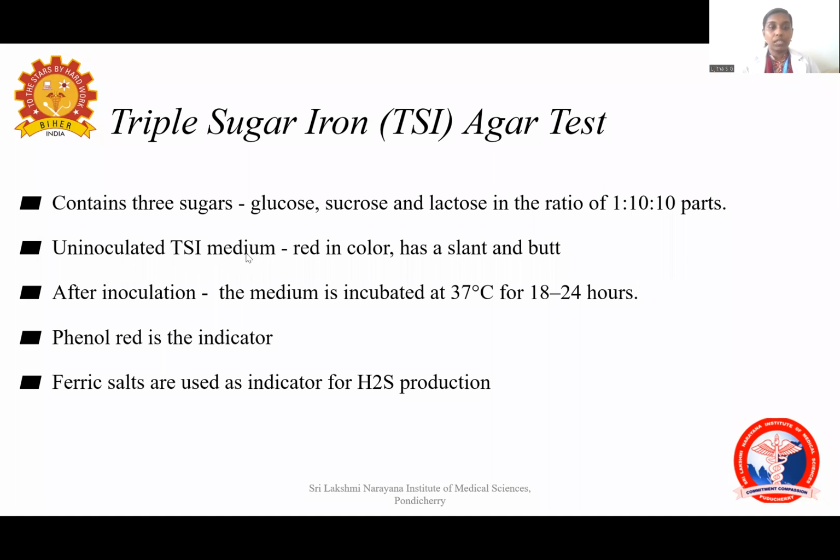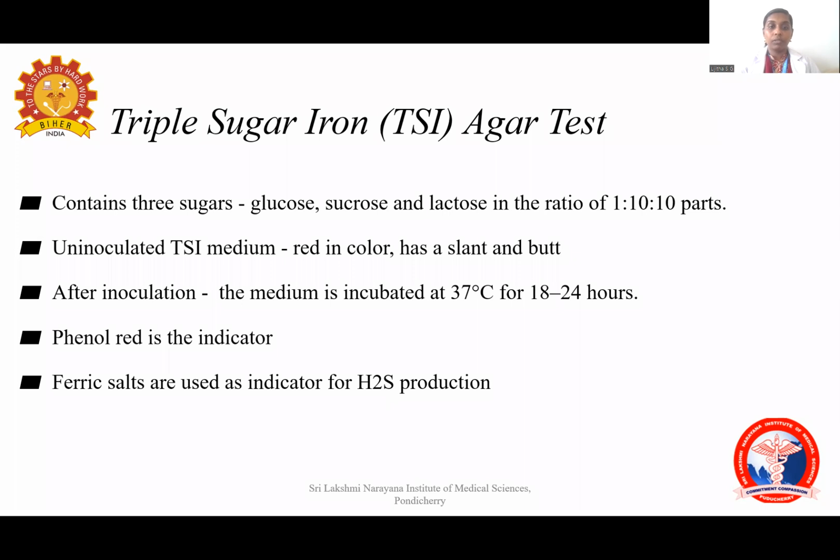The uninoculated TSI medium will be red in color, and this medium is poured as a slant and a butt. So when you are pouring the triple sugar iron agar medium, we make it as a butt as well as a slant. Butt portion is the lower portion in the test tube, and a slant portion will be there. Phenol red is the indicator that you are using in triple sugar iron agar. There is one more indicator that we are using, that is ferric salts. These ferric salts are used as an indicator for hydrogen sulfide production.